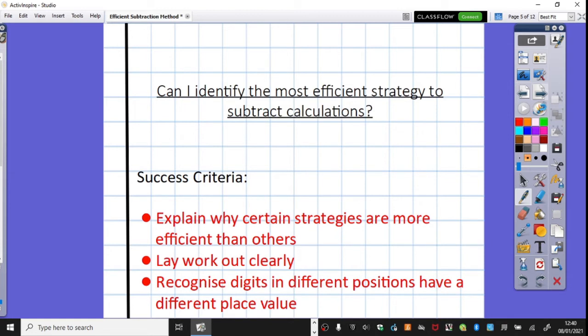So the final lesson of this week then, we've looked at addition column method, and then we've looked at using a range of different strategies in addition to ensure that we choose the most efficient, the quickest and the most accurate for us. We then looked at column subtraction yesterday, and so today we're now looking at the most efficient strategy to subtract. In order to be successful today, we probably need to do some explaining about why certain strategies are better, are more efficient than others. Mainly it's about the pace and the quickness as well as the accuracy and making sure we get it correct, laying our work out clearly and really recognising once again the value of those different digits.